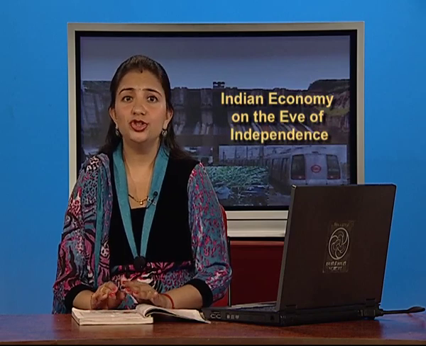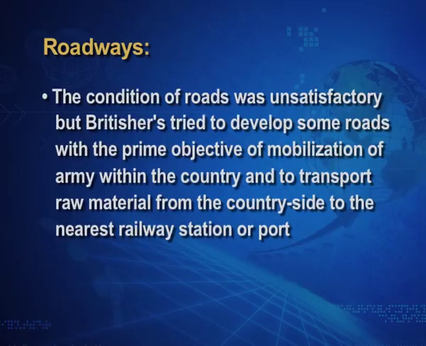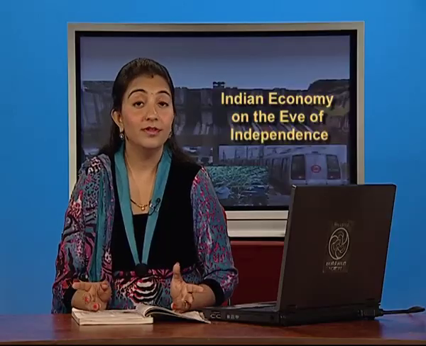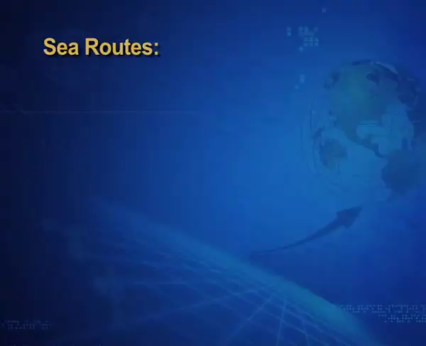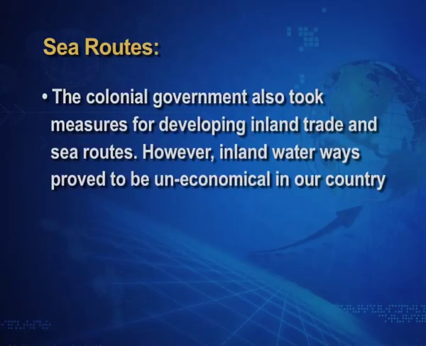Roadways. The condition of roads in India was unsatisfactory, but the Britishers tried to develop some roads. Of course, we know that the prime objective was the mobilization of the army within the country and to transport raw material from the countryside to the nearest railway station or port. We all know that this raw material was going to the British industries. Sea routes. The colonial government also took measures for developing inland trade and sea routes. However, inland waterways proved to be uneconomical in our country.